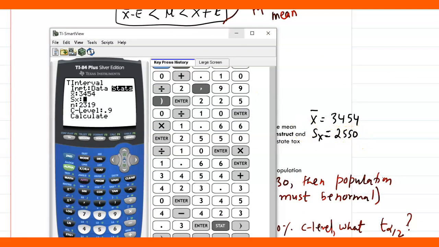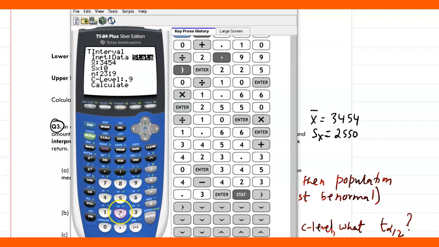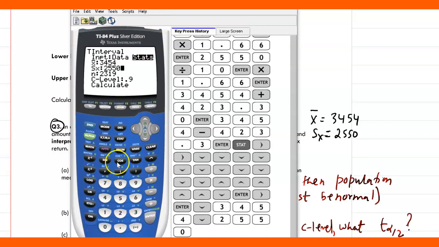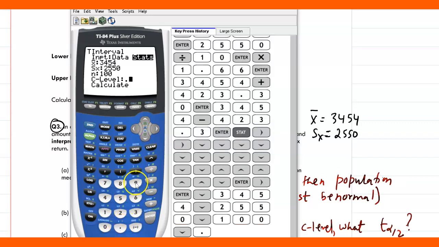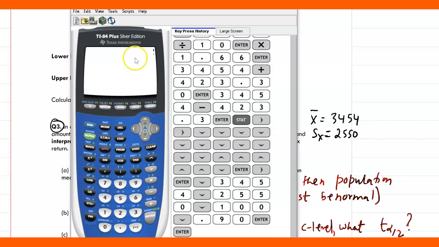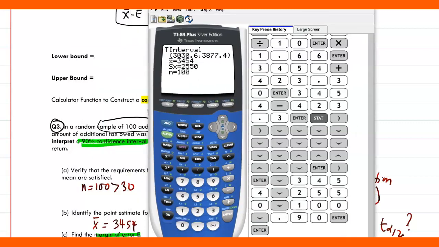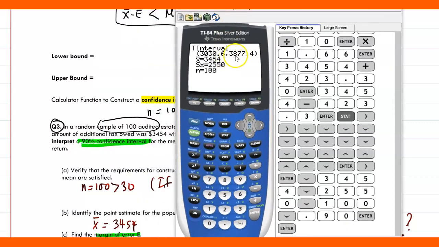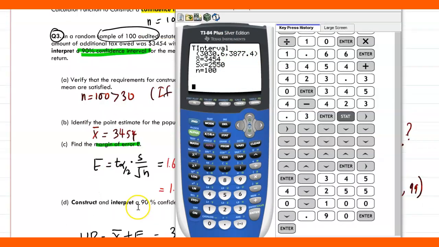2550, right? Let's put that here, 2550. And what's the n? N is 100, that's the 100 sample. Confidence level is 90%, 0.90. And calculate, and you get 3030.6, okay, and 3877.4.